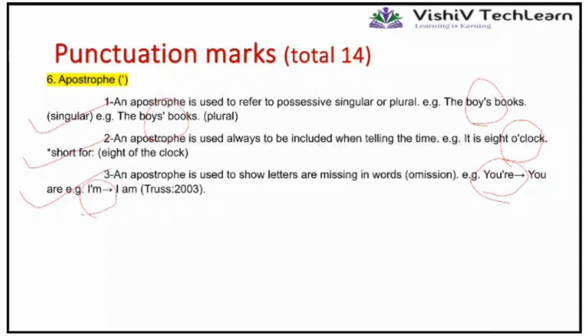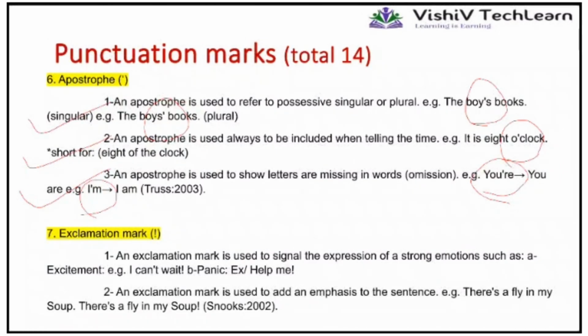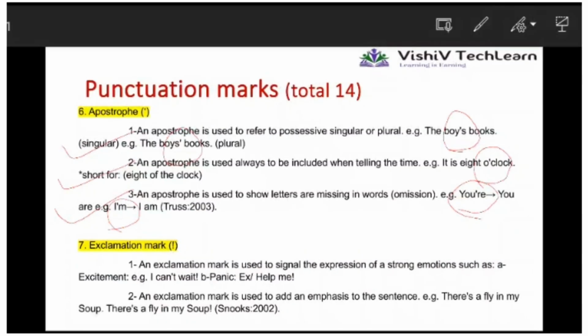Okay, now let's go to the next punctuation mark, and that is the exclamation mark. An exclamation mark is used to signal the expression of strong emotions such as excitement. Examples: I can't wait! In case of panic: help me! The second use of the exclamation mark is to emphasize a sentence.